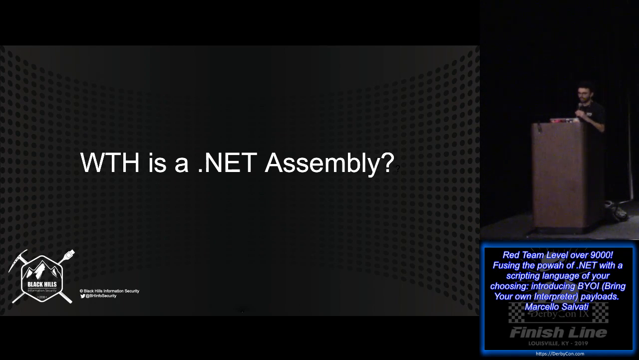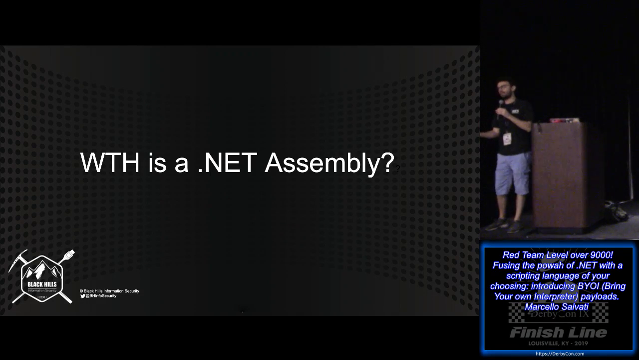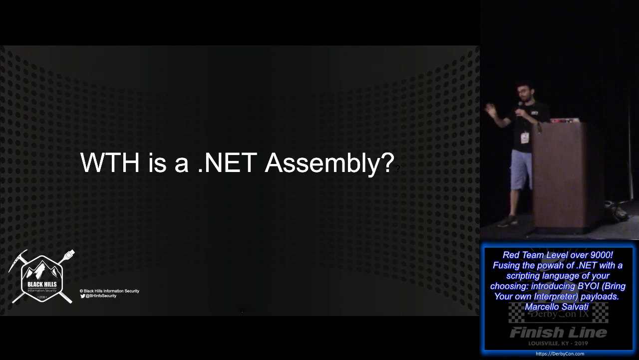So, the .NET assembly is a fundamental thing that you need to know in order to understand what I'm going to be talking about. A .NET assembly is just a single unit of execution that can be interpreted and executed in any .NET language. That has very interesting implications, by the way. But all you really need to know is that it can be interpreted and executed in any .NET language.